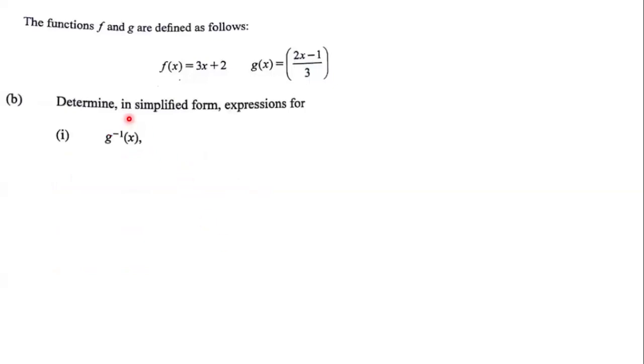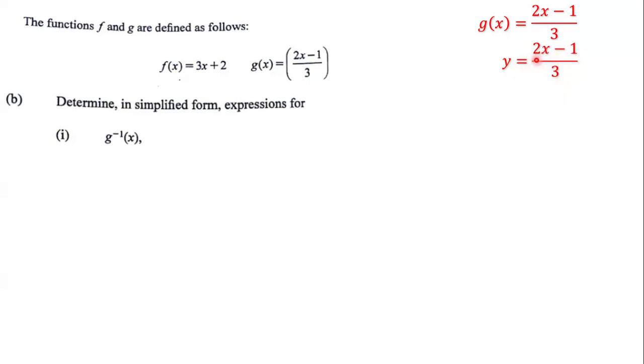Next, we have to determine in simplified form expressions for g inverse of x. Now we have g of x here, and g of x is equal to 2x minus 1 over 3, and our goal is to determine the inverse of g of x. The first thing we're going to do is set g of x equal to y. And so we have y is equal to 2x minus 1 all over 3.